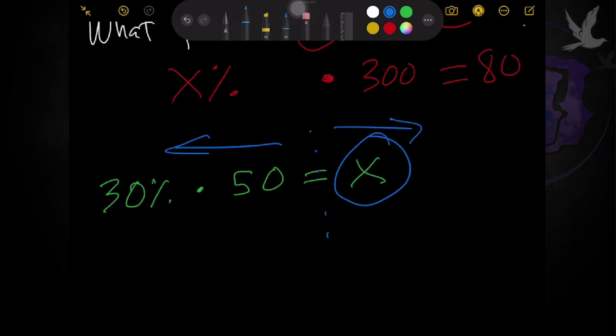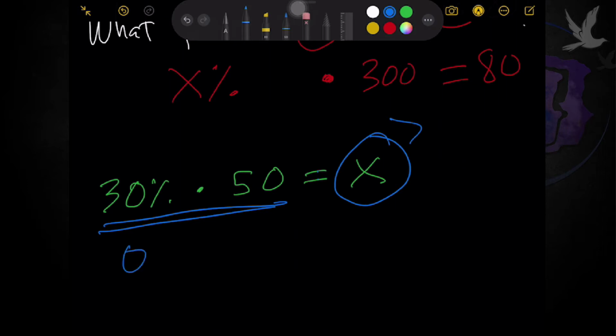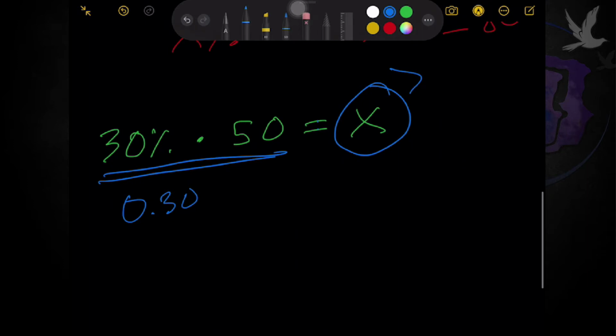Okay. Since you notice that your x is all by itself, it means that you can now apply the operation involved here, which is 30% multiplied to 50. And you already know, when we deal with percent, the percent should be changed to decimal. So 30% is given as 0.30, or can simply be written as 0.3. But knowing you, I'll just include 30.